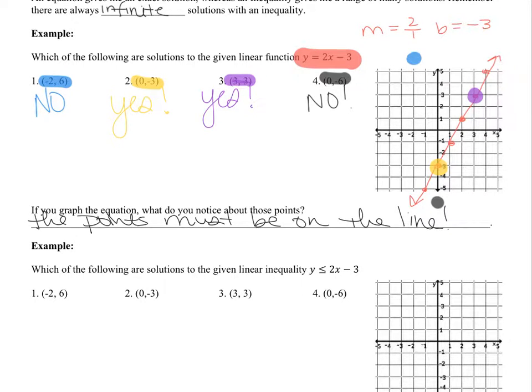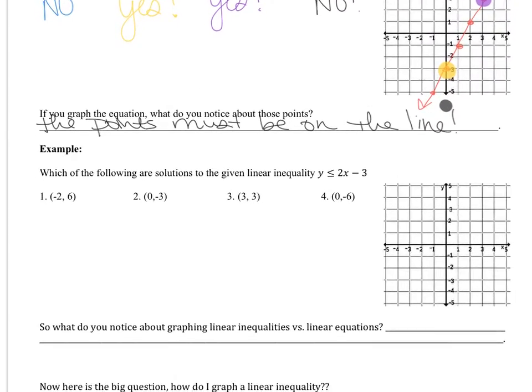Now, what if I did not give you this coordinate plane? How would I know if this ordered pair is a solution to this? Well, all I would do is I would plug -2, 6 into that equation and see if my left side would equal my right side.